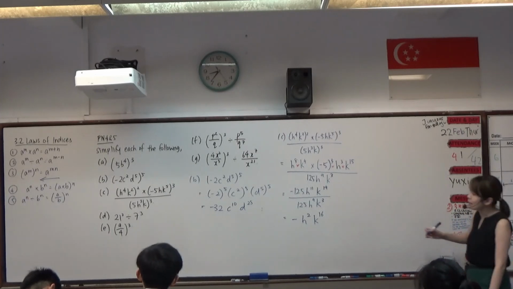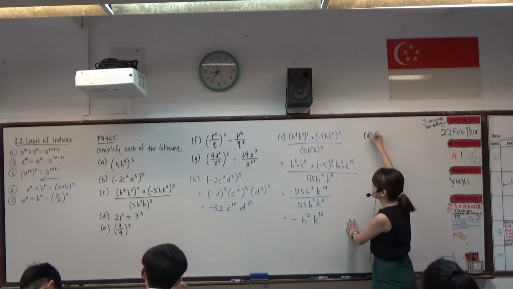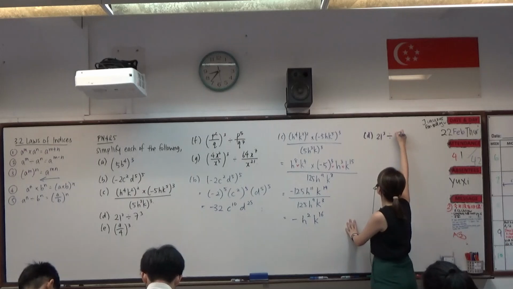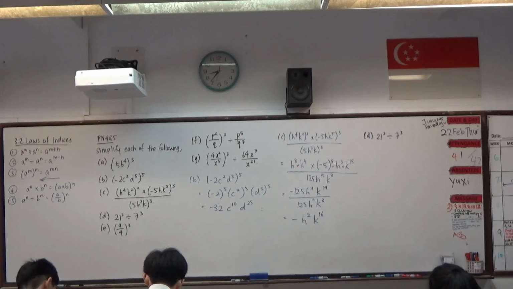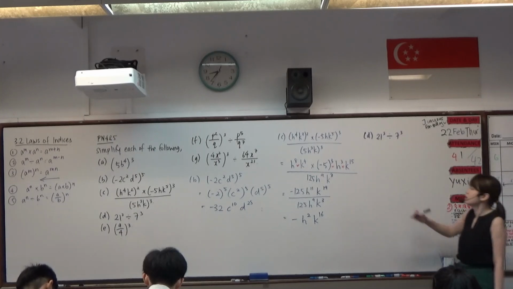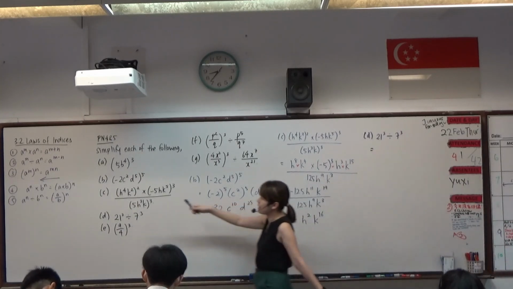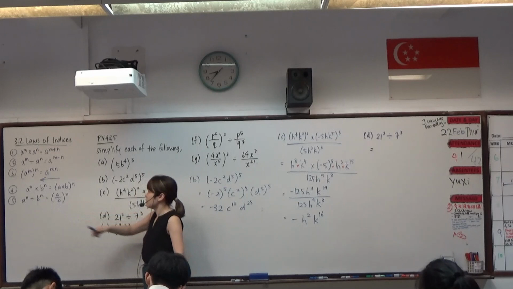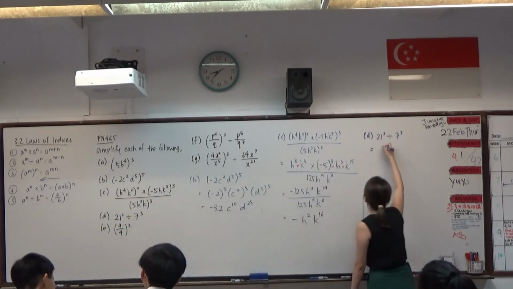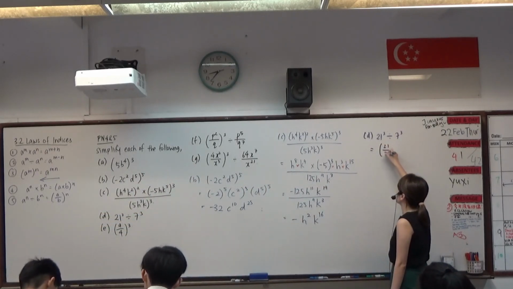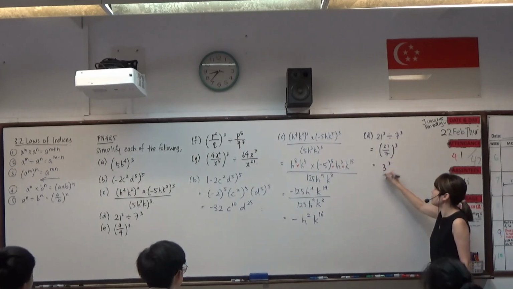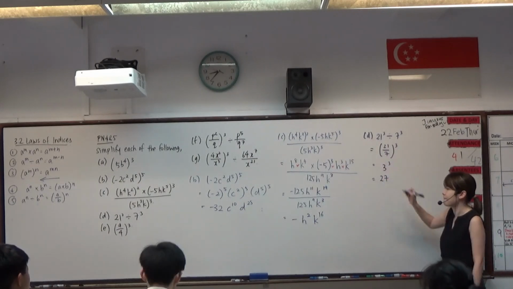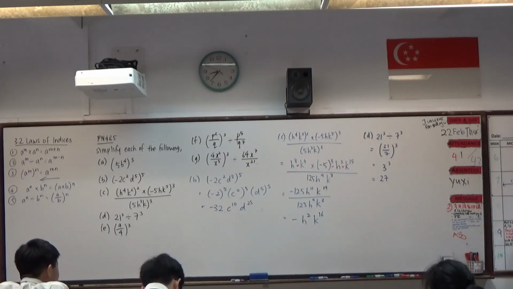Right, next we look at part D. In simplifying part D, 21 cubed divided by 7 cubed, we are trying to apply our law number 5, which is actually 21 divided by 7, then to the power of 3. For which I get 3 to the power of 3, and that is 27.